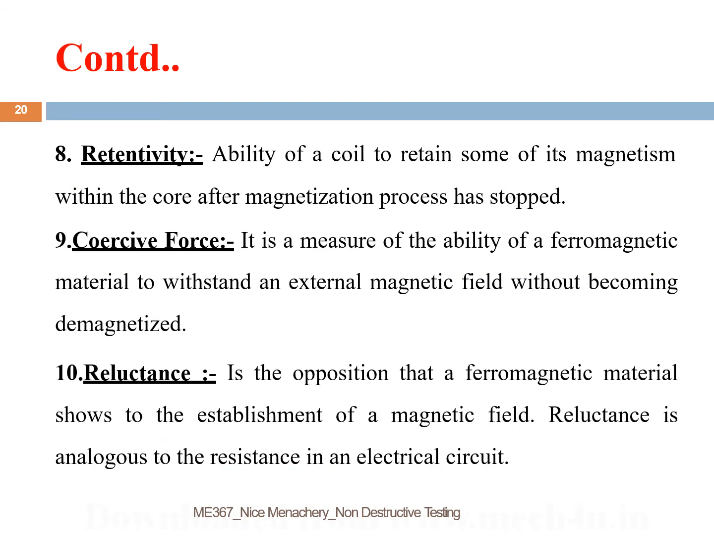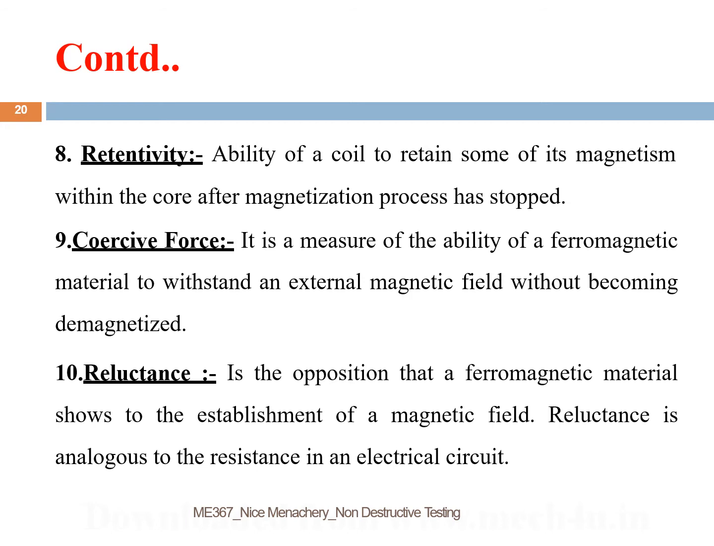Now, another term that we come across is retentivity. Retentivity is the ability of a coil or a material to retain some of its magnetism when the external field is removed. That is, suppose you are removing the external field. If after removing the external magnetic field, it still has some magnetism within itself and behaves as a magnet, then we can say that it has retentivity.